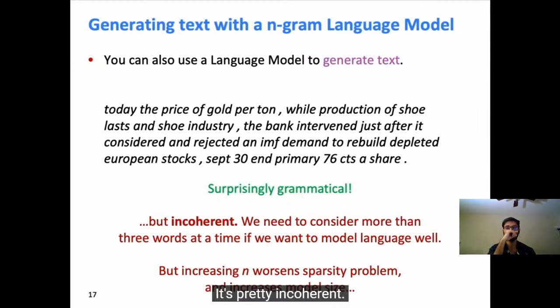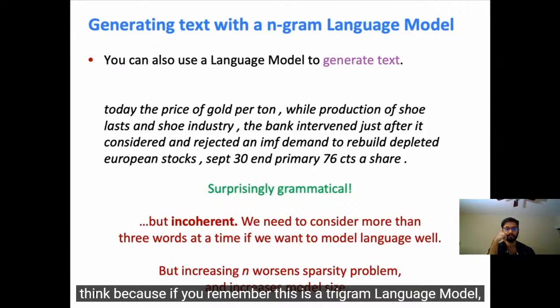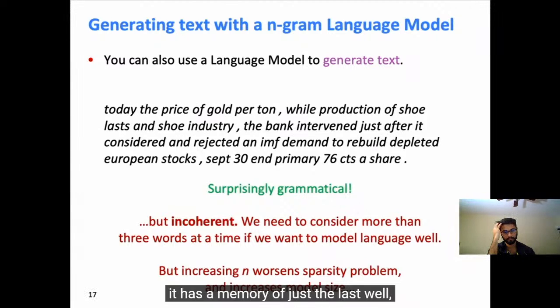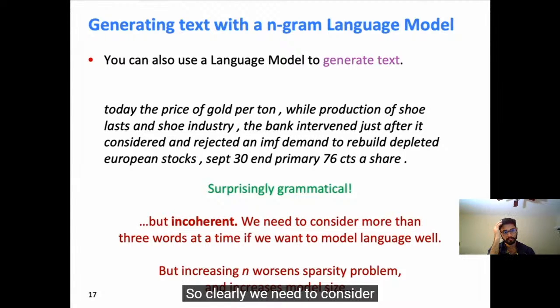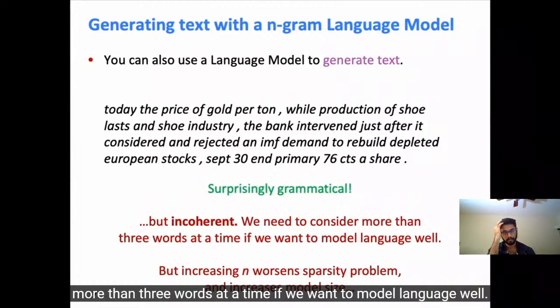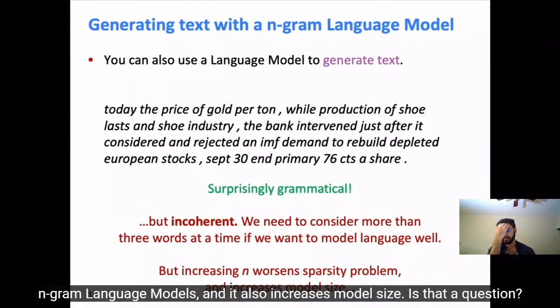It's pretty incoherent. And we shouldn't be surprised that it's incoherent, because if you remember, this is a trigram language model. It has a memory of just the last three or two words, depending on how you look at it. So clearly, we need to consider more than three words at a time if we want to model language well. But as we already know, increasing n makes the sparsity problem worse for n-gram language models, and it also increases the model size.